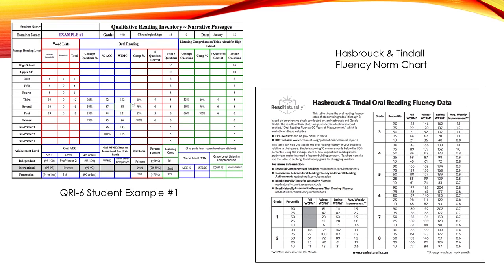If you just Google Hasbrook and Tyndall Fluency Norms, you'll find a whole bunch of different charts that all have the same data. This one happens to be from Read Naturally. It's organized really well, so that's why we use this one.